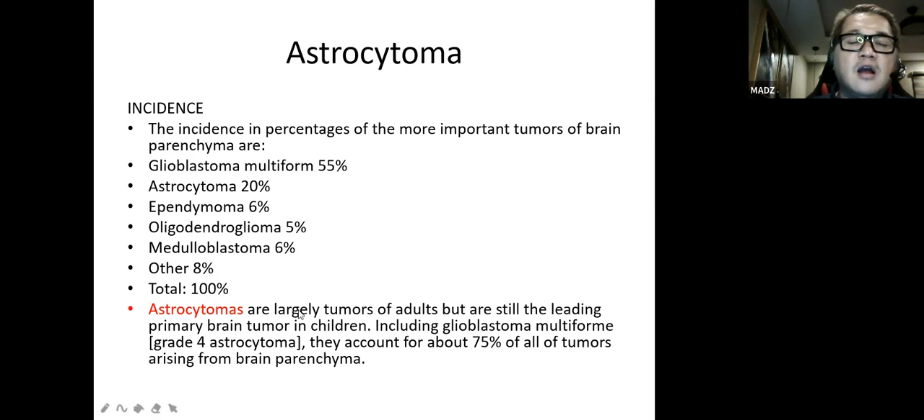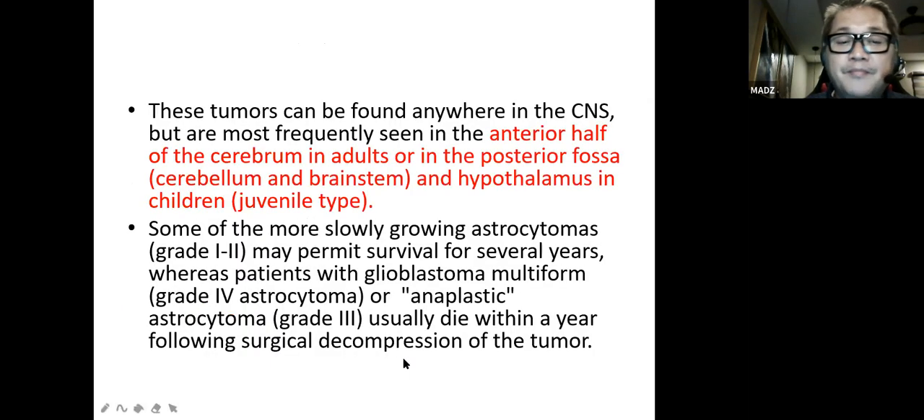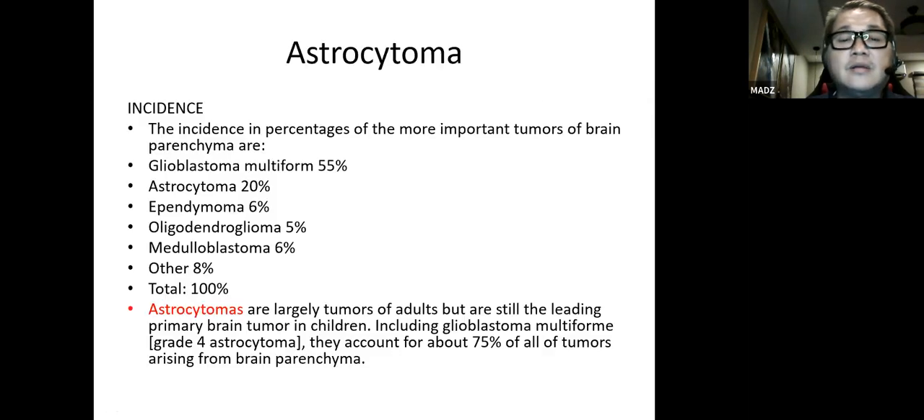Astrocytomas are largely tumors of the adult, but are still the leading primary brain tumors in children, including the glioblastoma multiforme, which is, of course, the grade 4 astrocytoma, the malignant form of astrocytoma. They account for about 75% of all the tumors arising in the brain parenchyma. So these tumors can be found anywhere in the central nervous system.